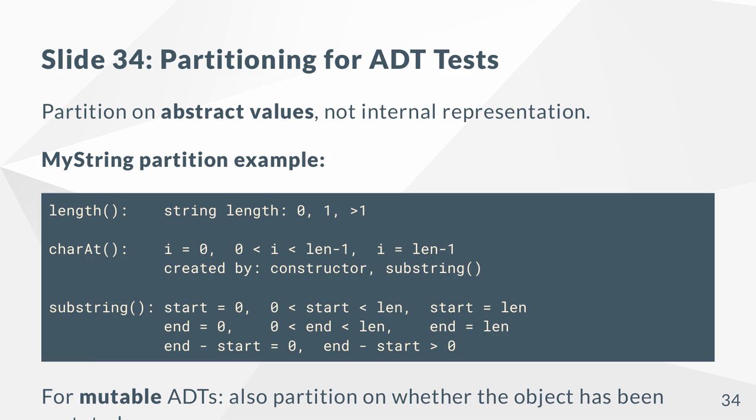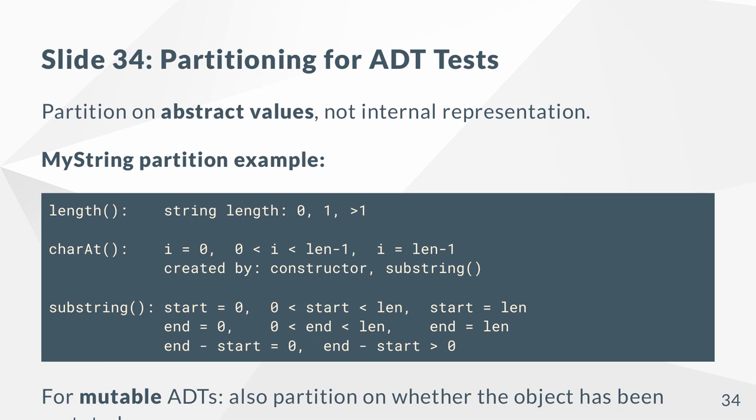For the length operation, we partition based on string length: 0 characters, 1 character, or more than 1 character. For charAt, we partition on the index: 0, somewhere in the middle, or the last valid index. We also partition on how the MyString was created: directly through the constructor or produced by a previous substring call.